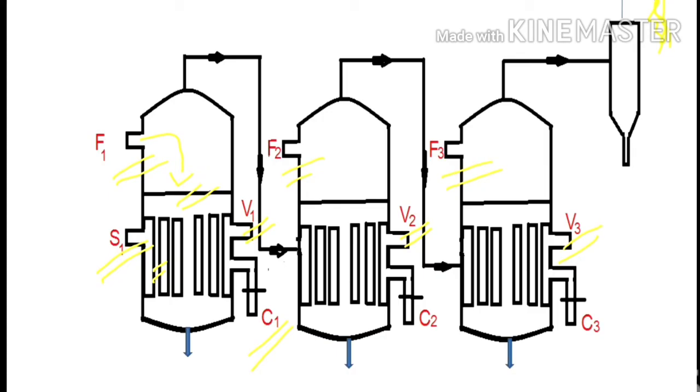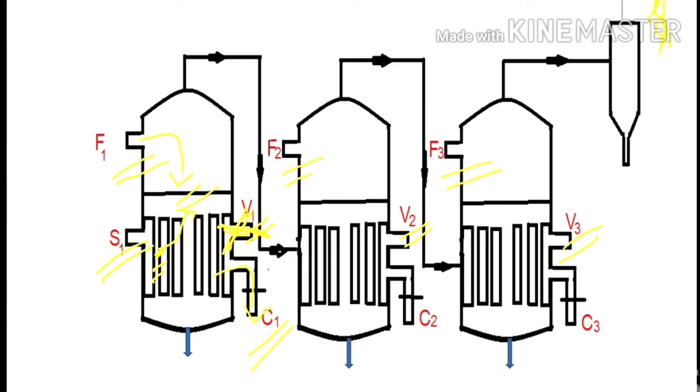This steam replaces all the cold air present in the steam space of the first evaporator. After removing the cold air from the steam space of the first evaporator, the vent valve V1 is closed. The steam present in the calandria gives its heat to the liquid feed in the first evaporator, and the steam undergoes condensation. So the condensate is removed through the condensate valve C1.